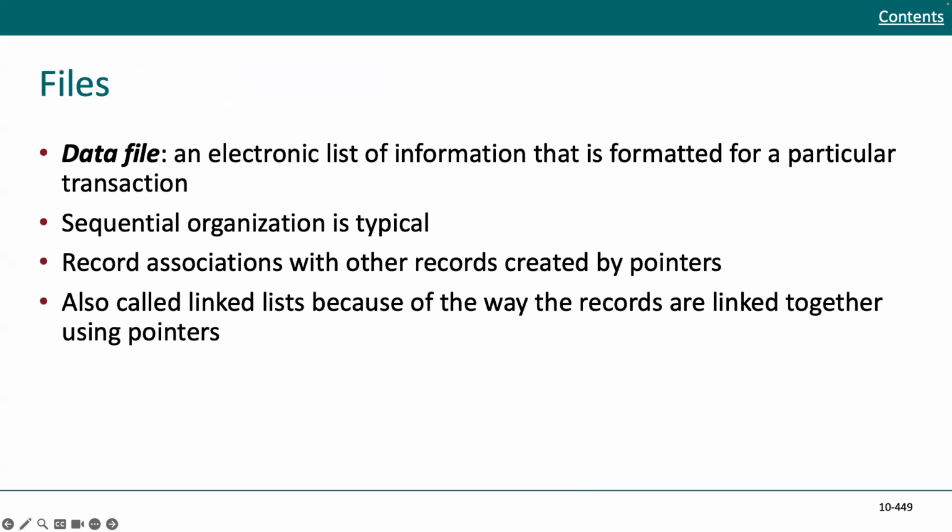So for files, the data files represent an electronic list of information that is formatted for a particular transaction. The sequential organization is common. The record associations with other records are created by pointers, and it's also called linked lists because of the way that the records are linked together using pointers.